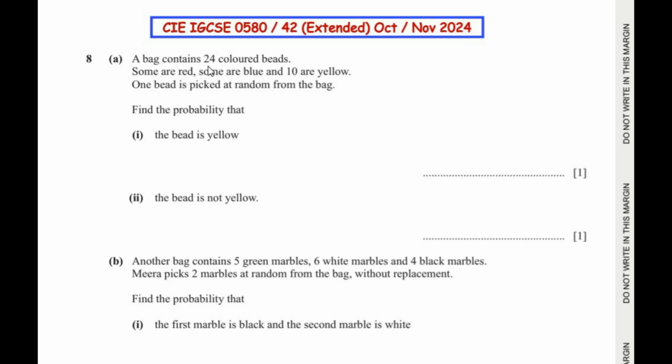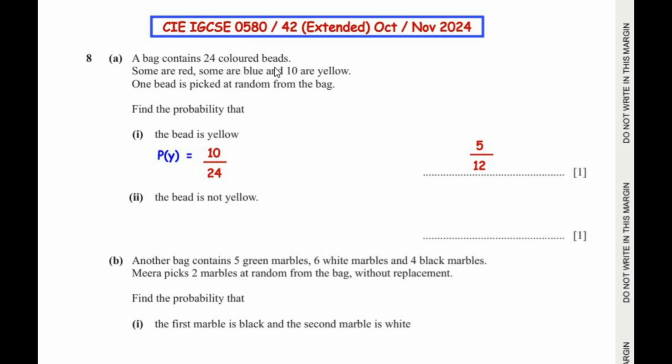So it's given that a bag contains 24 colored beads. And out of those 24 colored beads, some are red, some are blue and 10 out of 24 are yellow in color. So here the probability that the bead is going to be yellow is 10 out of total 24 beads. So we have written 10 over 24. Now simplifying this, 10 and 24 go in the table of 2. So 2 5 times is 10 and 2 12 times is 24. So we get the probability that the bead is yellow as 5 over 12.